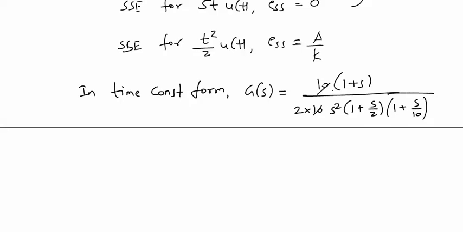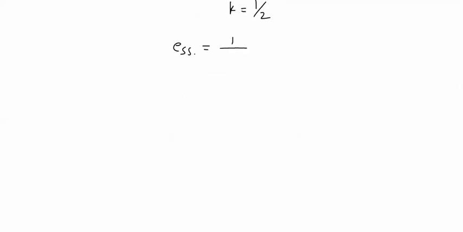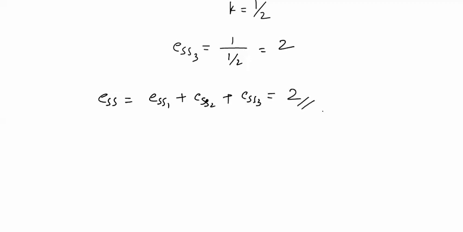So k is 1 by 2 in this case. So k is equal to 1 by 2 and ESS is equal to 1 by, so let me consider this as ESS 1, this as ESS 2 and this as ESS 3. So ESS 3 will be equal to 1 by 2, which comes out to be 2. So therefore total ESS will be ESS 1 plus ESS 2 plus ESS 3, and it is equal to 2. So the total steady state error is 2.